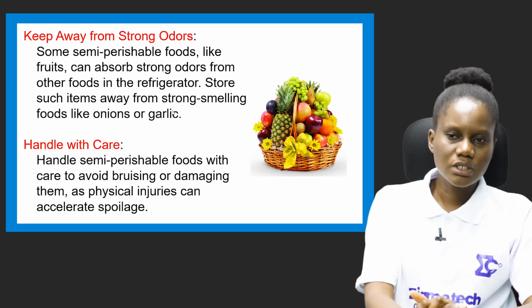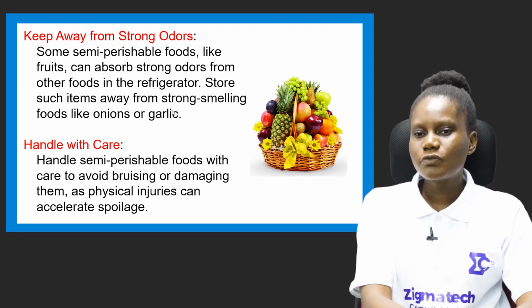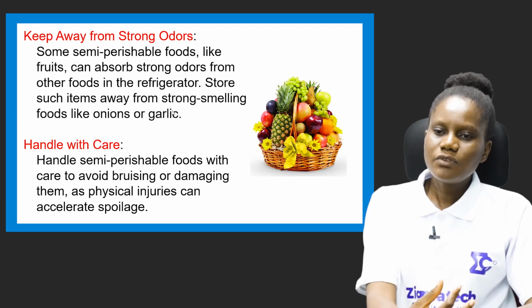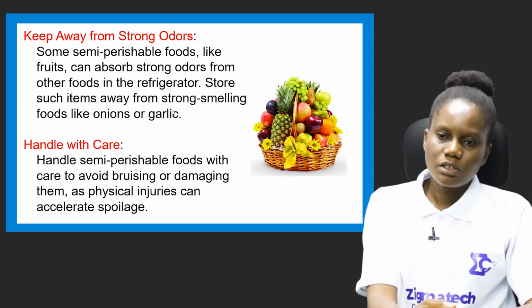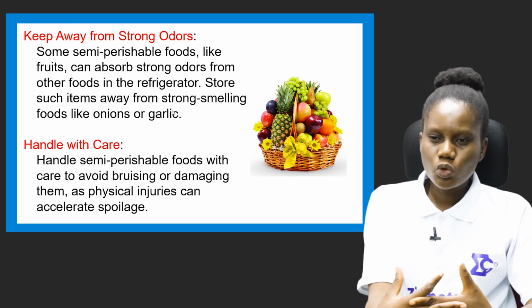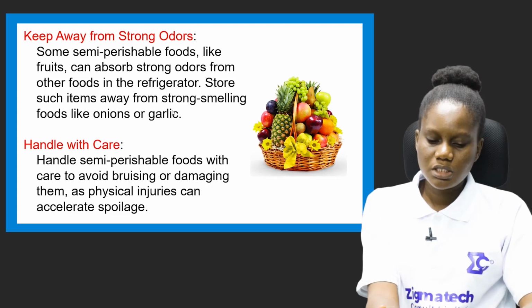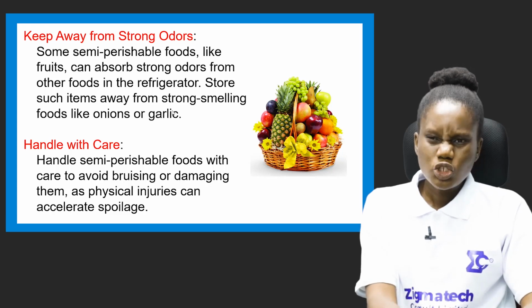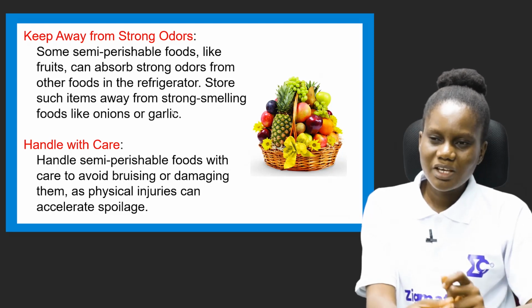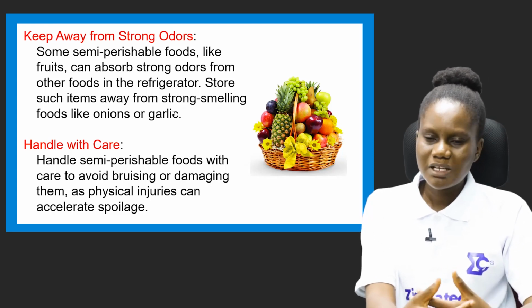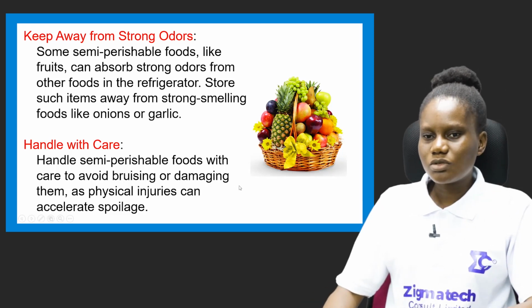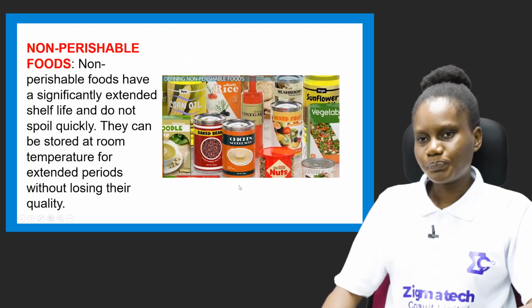The next is handle with care. Handle semi-perishable foods with care to avoid bruising or damaging them, as physical injuries can accelerate spoilage. Physical injuries, especially your banana. If perchance when they were transporting it, it has been damaged, you will see that particular side that was damaged will ripen very fast, and if care is not taken, it will get spoiled very fast. So handle semi-perishable foods with care so as to avoid bruising or damaging.